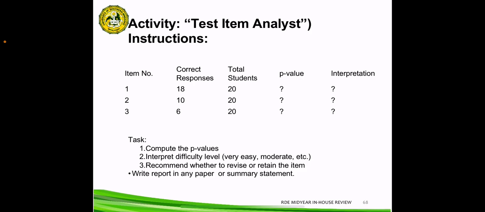So here is another activity which is called test item analysis. Instructions: Compute the p-values. Next, interpret difficulty. Is it very easy, moderate, difficult, or very difficult? Then recommend whether to revise or retain the item. Write the report on any paper.